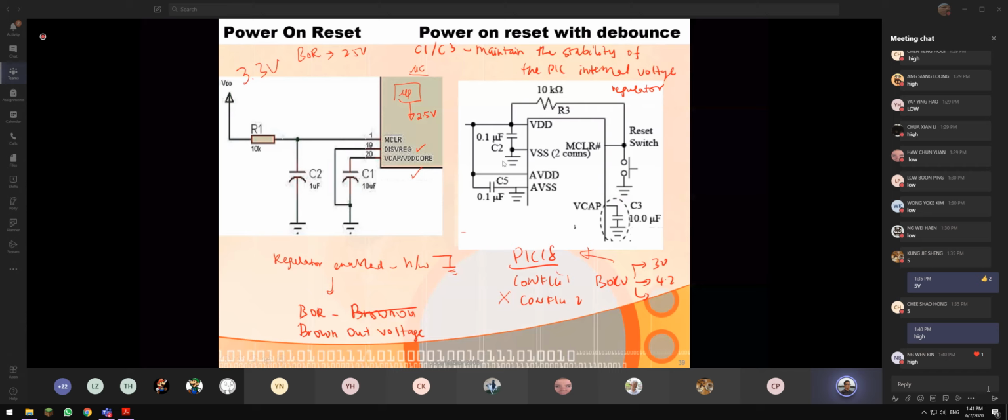Can anyone tell me what is the purpose of C2 and C5? What is the purpose of C2 and C5? Yes, anyone?